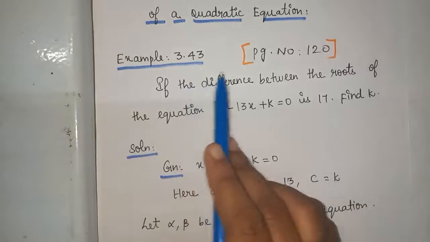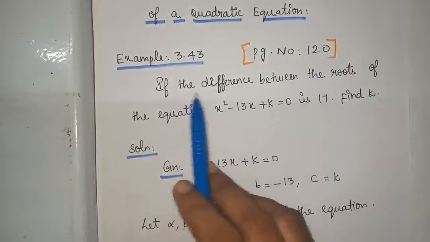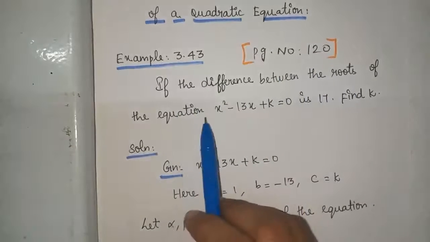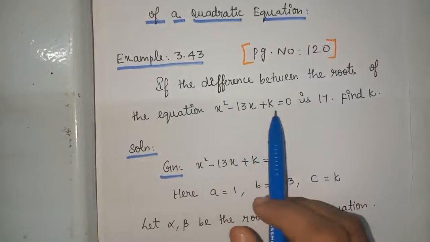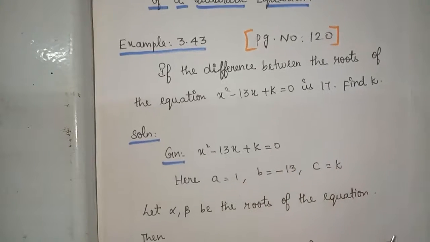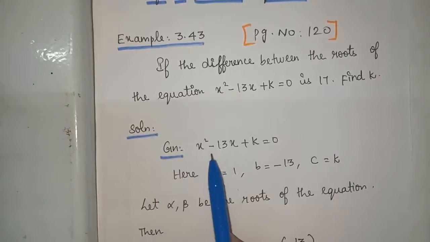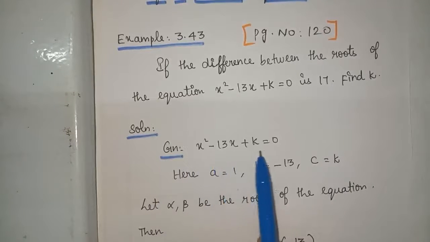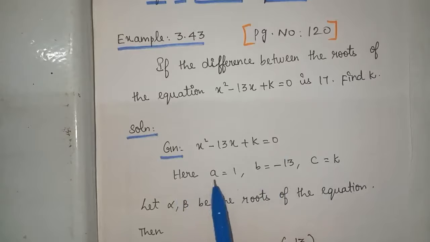Example 3.43, which is on page number 120. If the difference between the roots of the equation x² - 13x + k = 0 is 17, find k. Solution: given x² - 13x + k = 0, here a = 1, b = -13 and c = k.